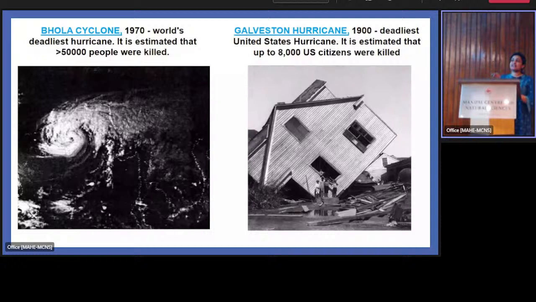These are some ancient cyclones which were the deadliest. This one was the deadliest in the Indian continent, while this was in America. This was during 1970 and 1990. Both were the deadliest hurricanes that have been recorded.